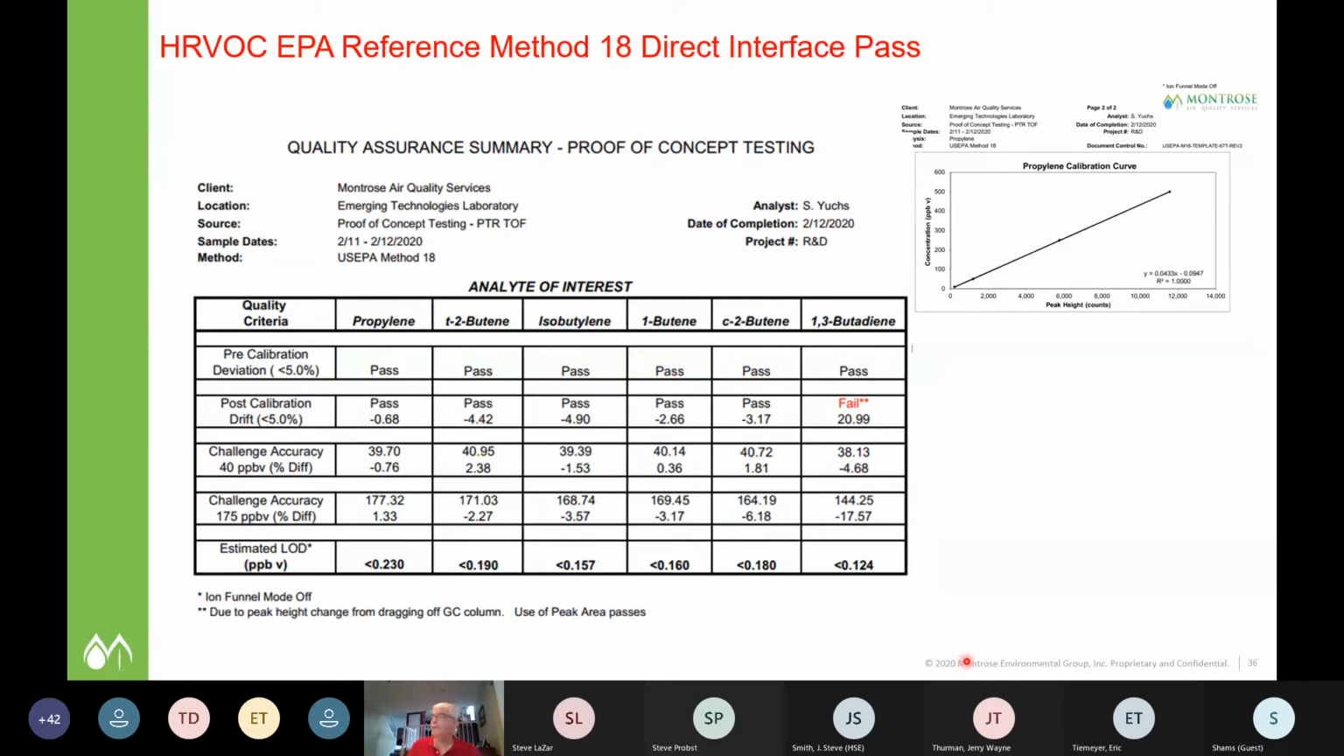Plethora of QA/QC requirements for method 18. You have a pre-calibration, post, challenge, and limit of detection. So we passed everything except the post-calibrations on 1,3-butadiene, and that's because it was dragging off the column a little bit. So we changed column conditions. I didn't put the updated slide in, and we did come up with a system where this passes. So this was a laboratory test. Now, of course, we want to take it out in the field.